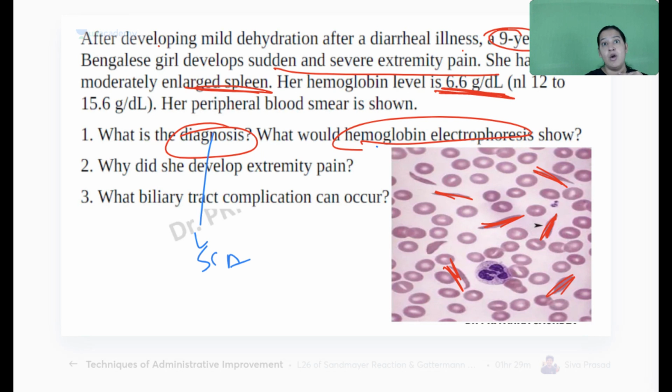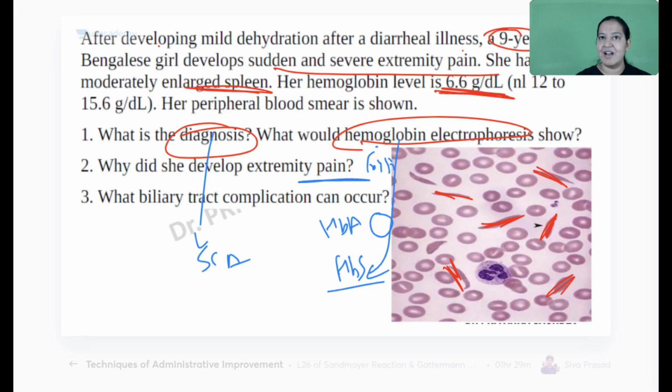Here normal hemoglobin will not be there. Normal hemoglobin is hemoglobin A, but here the RBC is not circular. Here hemoglobin S will be there, in which beta globin is abnormal, alpha is normal. So there is a problem in beta globin. So on hemoglobin electrophoresis you will get hemoglobin S. Why is the patient having pain? Because of sickle crisis, the RBCs will accumulate together and they will obstruct the blood flow.